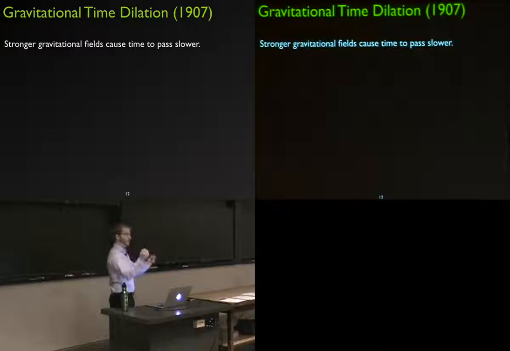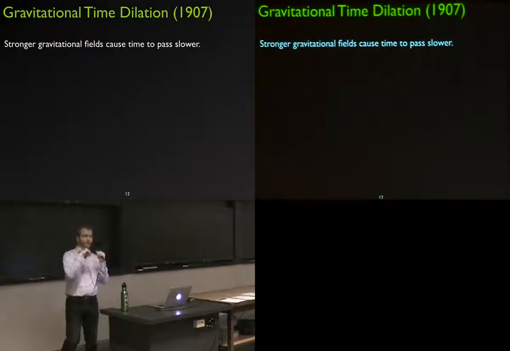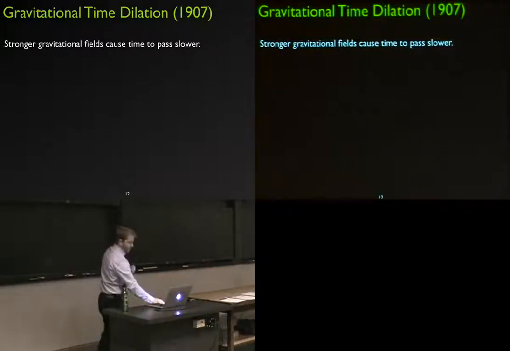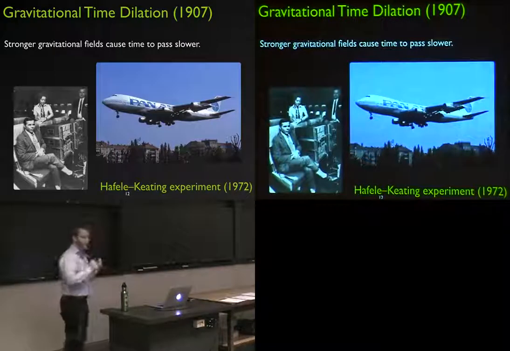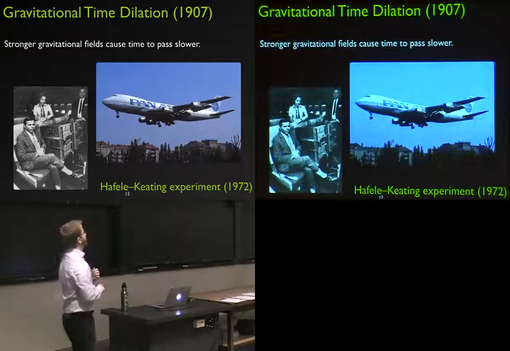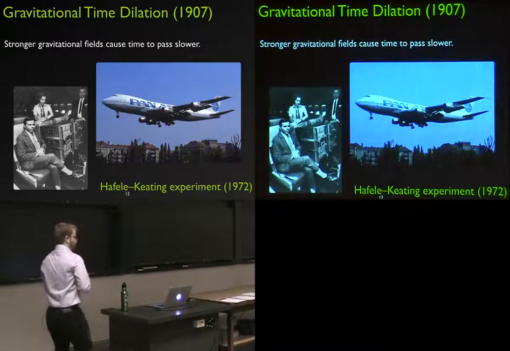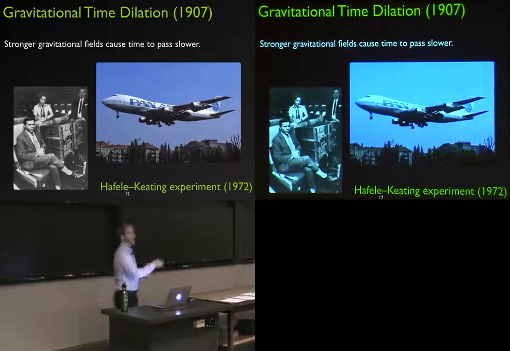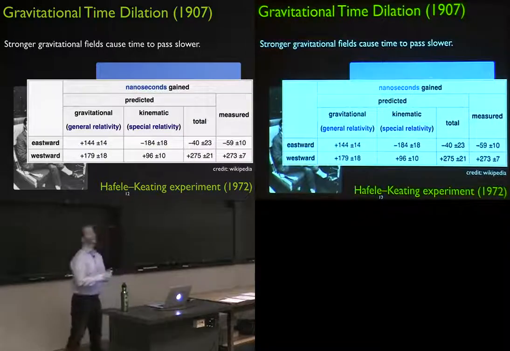So as you get closer and closer to the surface of the Earth, you're traveling deeper and deeper into its gravitational potential, and your clock starts to slow down. So this was also verified in that 1972 experiment. I said that the time dilations that they measured were exactly consistent with relativity. I didn't say which relativity. It's actually both relativities that they're consistent with.